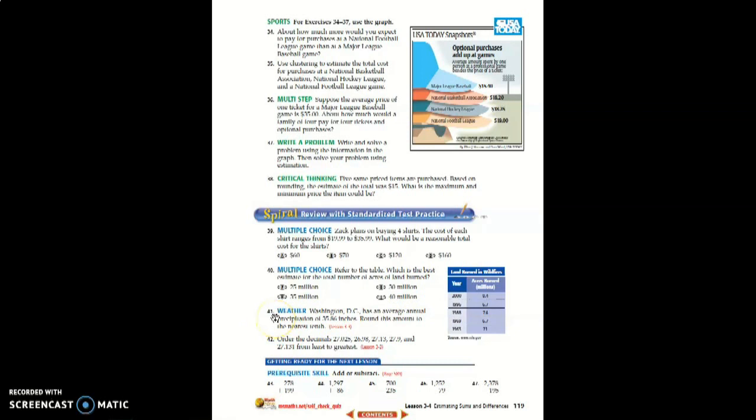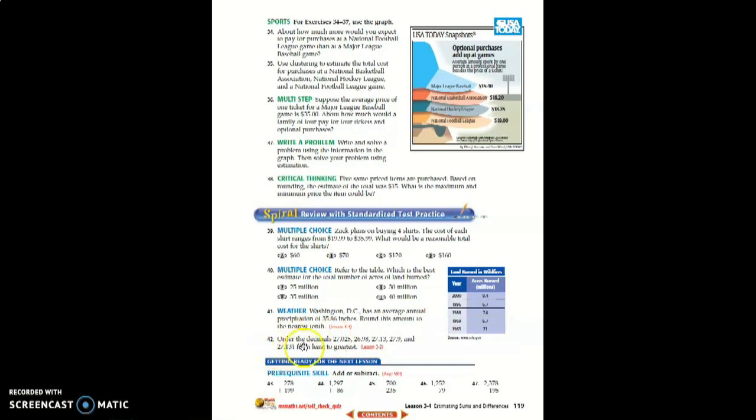41. Weather. Washington DC has an average annual precipitation of 35.86 inches. Round this amount to the nearest 10.